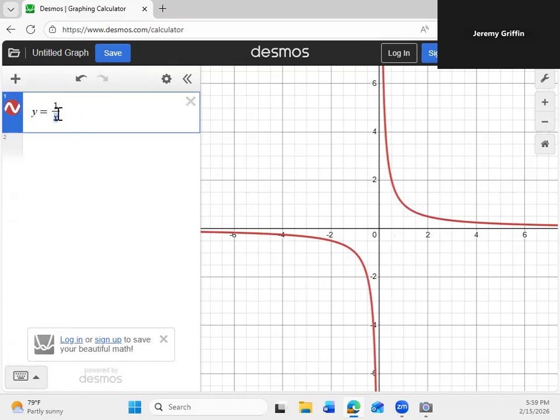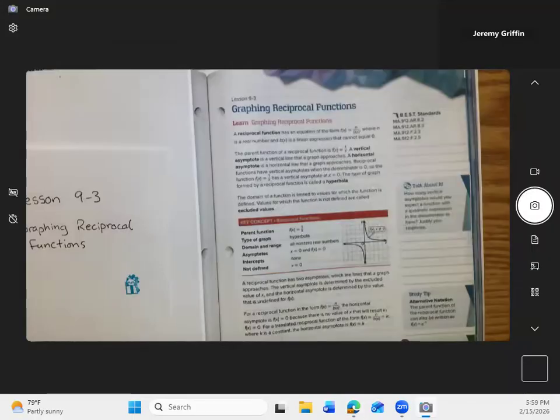You could, of course, make a table. You could plug in various values of x, so x could be 1, 2, 3, 4, 5. You get 1 over 1, 1 over 2, 1 over 3, 1 over 4, 1 over 5. You can plot as many points as you like. It makes that curve. So there's a real basic parent function. Let's jump into some examples here.